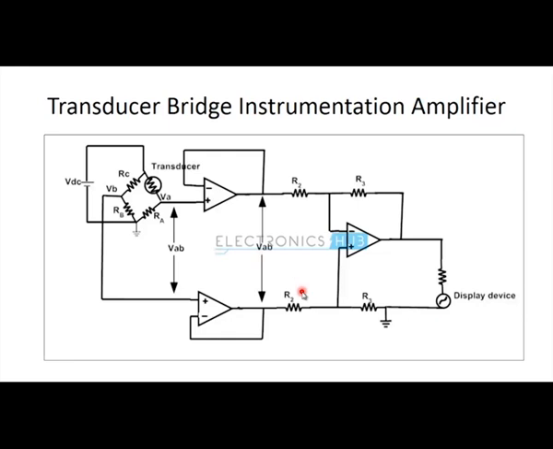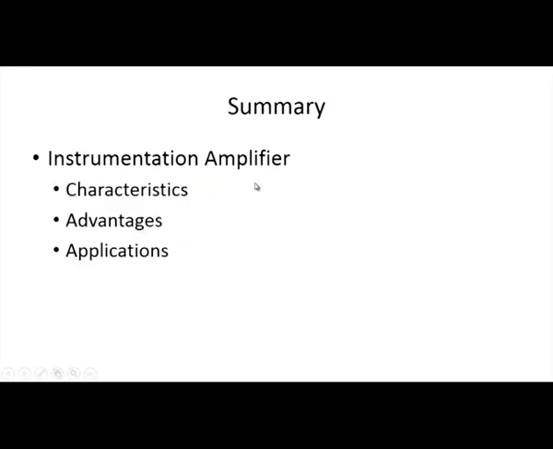This is just an example of measuring and controlling any physical quantity using a transducer bridge. So, in this session we have seen an instrumentation amplifier, the characteristics, advantages and applications of the instrumentation amplifier, mainly the derivation of the gain of the instrumentation amplifier, which we have seen by using the superposition theorem.